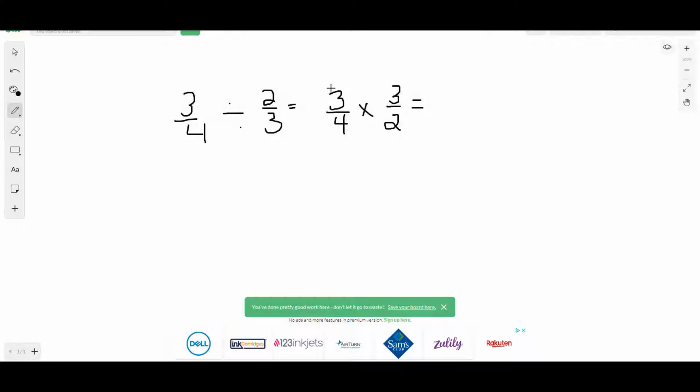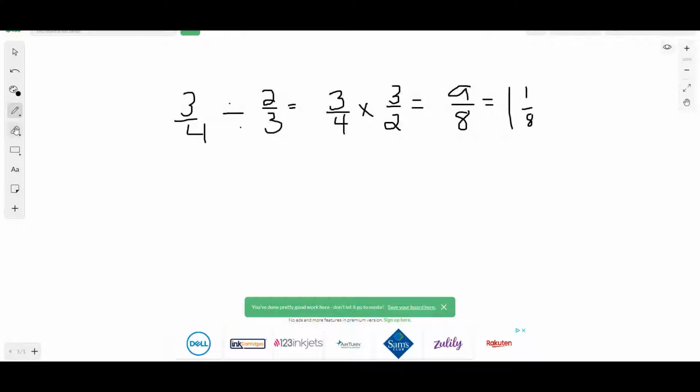Now, let's see if our shortcut works. So 3 and 2, they have nothing in common, so we can't cross these out. 4 and 3 have nothing, and you can't simplify those down. That means the answer we get will already be simplified. So 3 times 3 would be 9, and this is 8. But since that's improper, we need to change it to a mixed number. Remember, we just say 8 goes into 9 one whole time with 1/8 left over. That's all you do. Easy peasy.